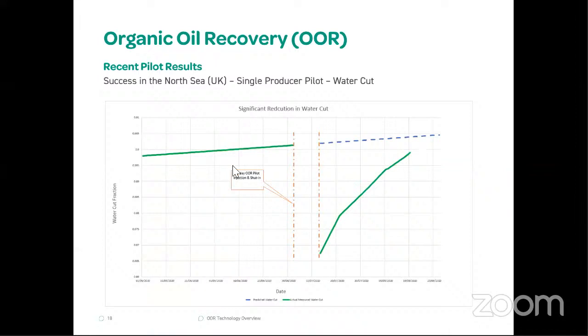So these are the graphs of the water cut. This was before the treatment. The water cut was increasing, and then there was a sharp drop in the water cut. It's a 4% water cut drop, which means they don't need extra treatment on this produced water per barrel.